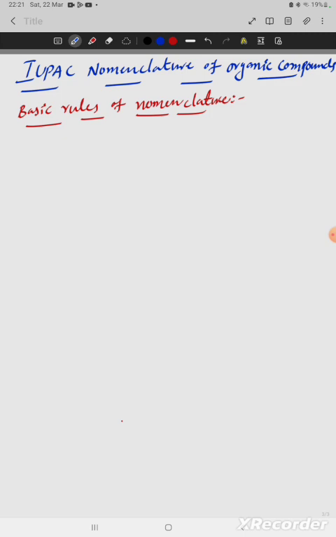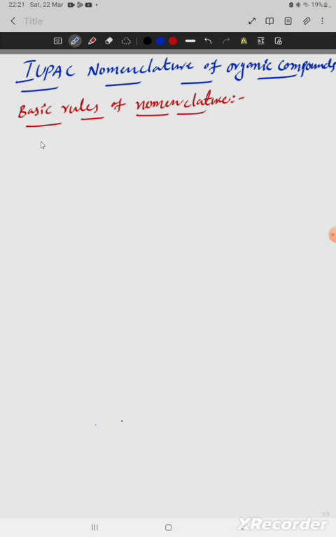We are discussing IUPAC nomenclature of organic compounds. A systematic name of an organic compound is generally derived from identifying the parent hydrocarbon and the functional group attached to it. There are basic rules of nomenclature.